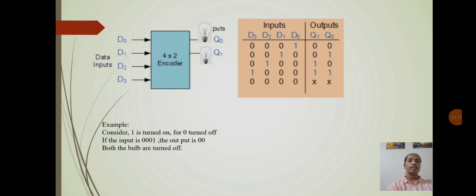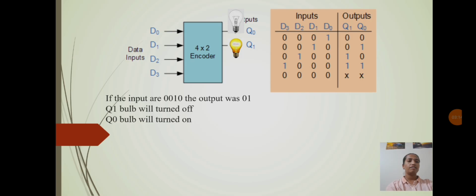First, let us understand the 4:2 encoder with an example. It has 4 inputs D0, D1, D2 and D3, and the outputs are Q0 and Q1. Consider 1 as the turn on of a bulb and 0 as the turn off of the bulb. If the input is 0, 0, 0, 1, the output is 0, 0. According to the truth table, for the output 0, 0, both the bulbs are turned off. And verifying the input 0, 0, 1, 0, the output is 0, 1.